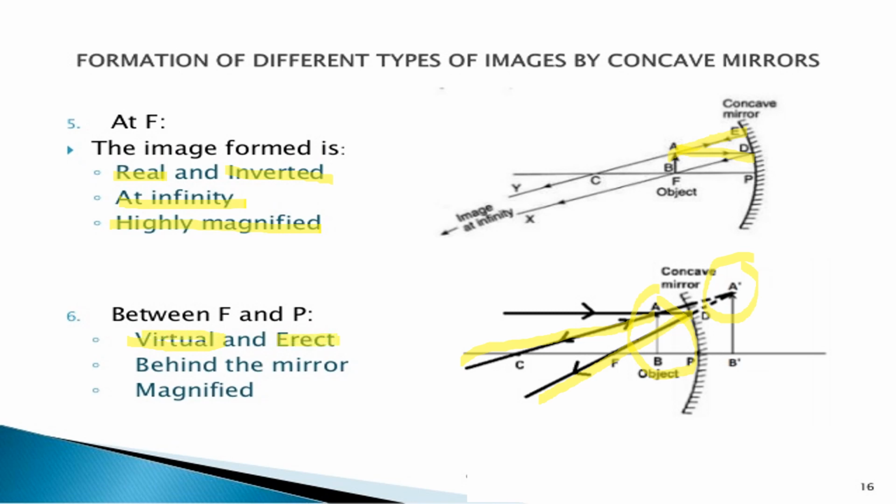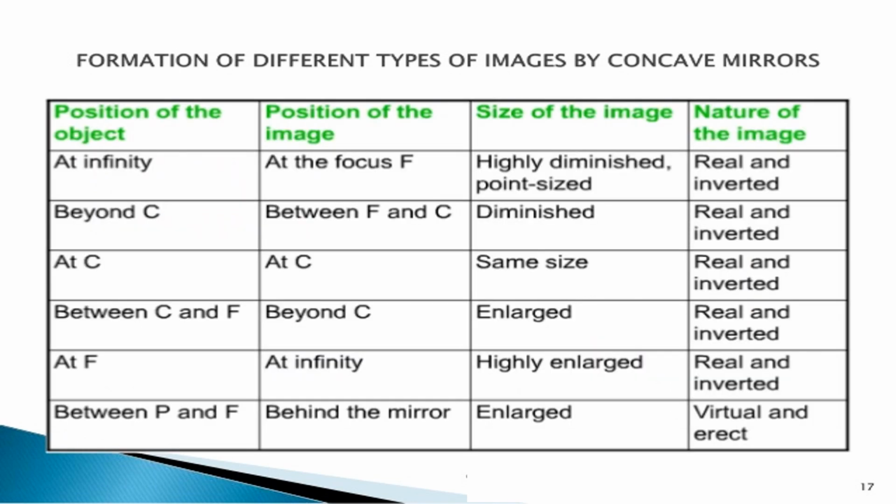Up to now we were getting inverted images everywhere, but here we get an erect image, and it is formed behind the mirror, not at C, not at F, not between F and C like the before diagrams. Then what is the size? If you compare with the object, it is magnified. An enlarged image behind the mirror, which is a virtual image. So when the object is taken between focal point and pole, the image will be virtual, erect, behind the mirror and magnified.